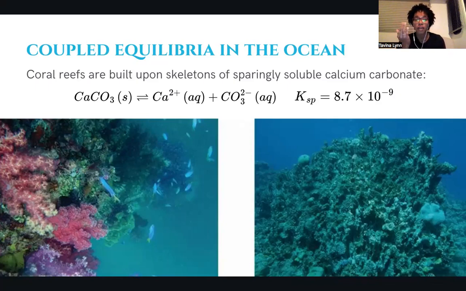So coral reefs are built upon skeletons of sparingly soluble calcium carbonate, right? So they have calcium carbonate that has a low KSP, right? So this is the dissolution reaction of calcium carbonate. And essentially, what keeps this calcium carbonate is what keeps the coral reefs healthy, right? The fact that it doesn't dissolve well in the ocean waters is what keeps the coral reef healthy.